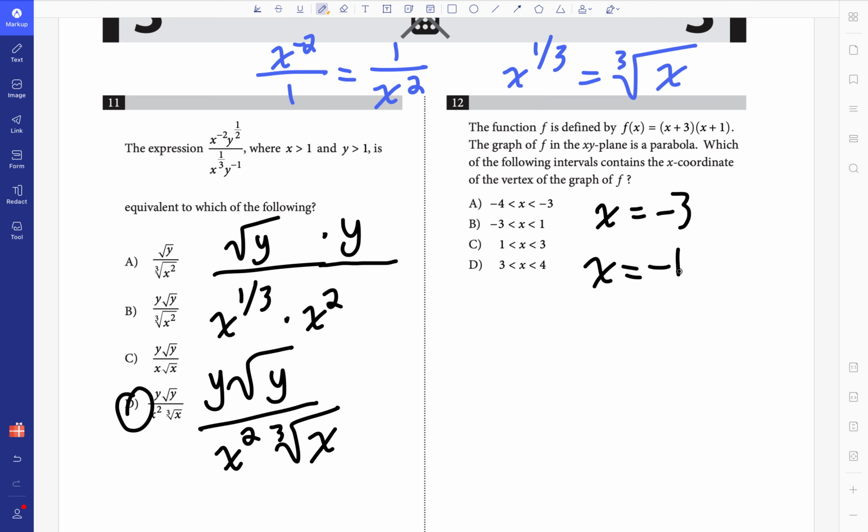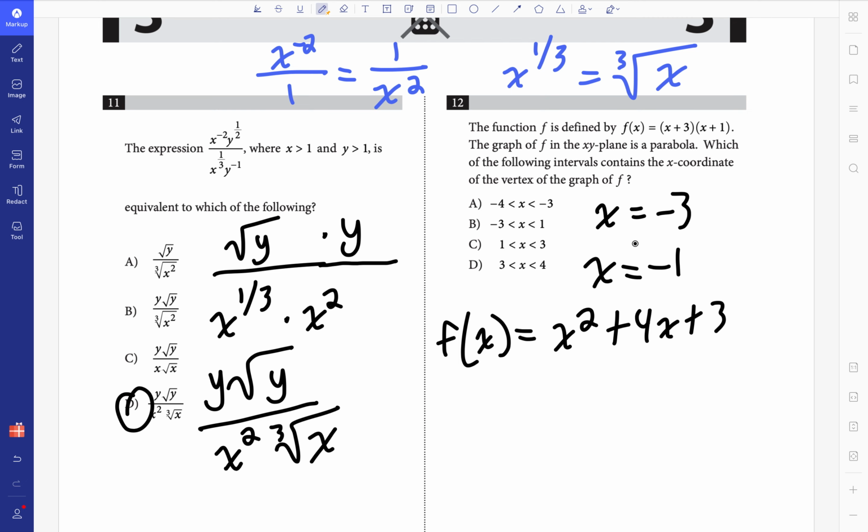Okay. So we have our parabola over here, and what does our parabola look like? Can I simplify this f of x, just so I can get an idea? This is going to be x squared plus x plus 3x plus 3. So x squared plus 4x plus 3. Is that my parabola? Okay. So this is my parabola just for reference.